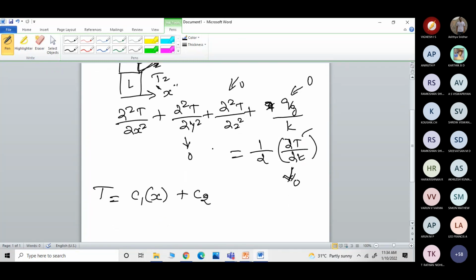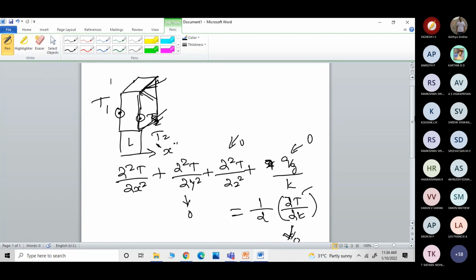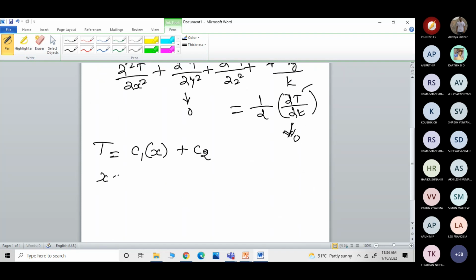This is the solution. When you double integrate dou square T by dou x squared, you will get the temperature. And when you apply the boundary conditions, we know that here x equal to 0 and here x equal to L. Am I correct, students? Yes, sir, 0 to L. So at x equal to 0, the temperature is T1, and at x equal to L, the temperature is T2. Now when you substitute the boundary condition, at x equal to 0, T equal to, sorry, T equal to T1.